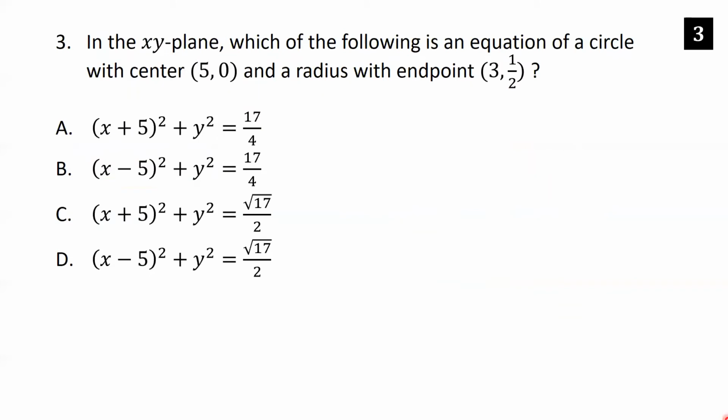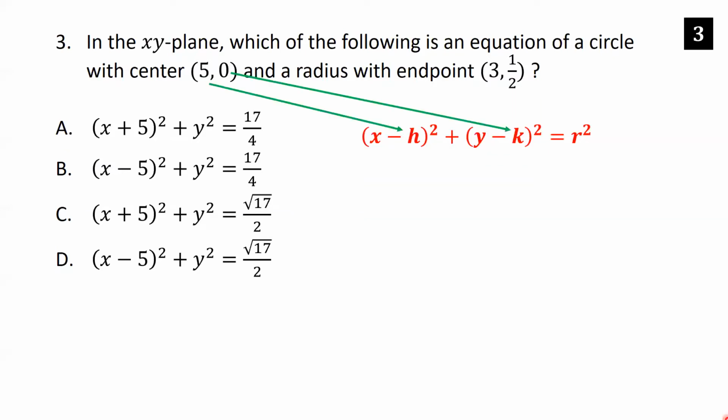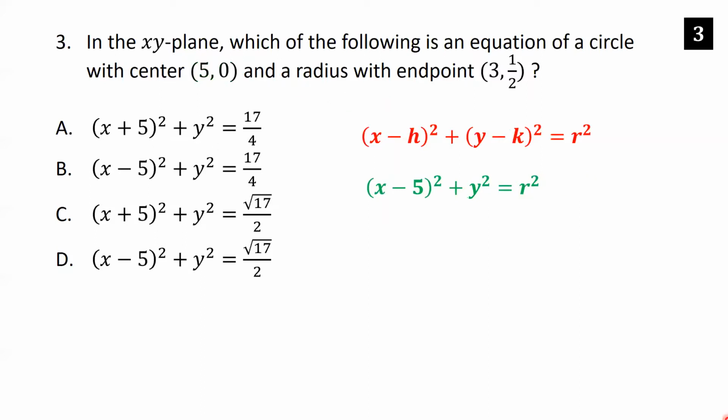All right, in the xy plane, which of the following is an equation of a circle with center (5, 0) and a radius with endpoint (3, 1/2)? Okay, let's put down the standard form for the equation of a circle. (x minus h) squared plus (y minus k) squared equals r squared. We're going to plug the center in to get (x minus 5) squared plus (y minus 0) squared equals r squared. Okay, again, we don't need that 0 there, right? All right, now we could cross out choices A and C because those have x plus 5 squared, and we narrowed it down to answer choices B and D.